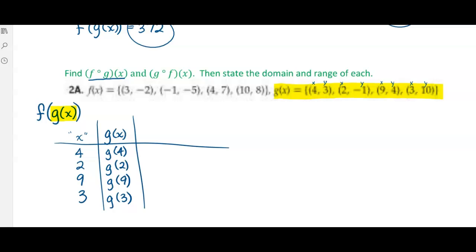G of 4, when x is 4, y is 3. Next, when x is 2, y is negative 1. When x is 9, y is 4. When x is 3, y is 10. That's my next column.